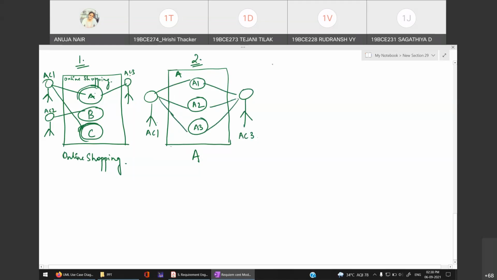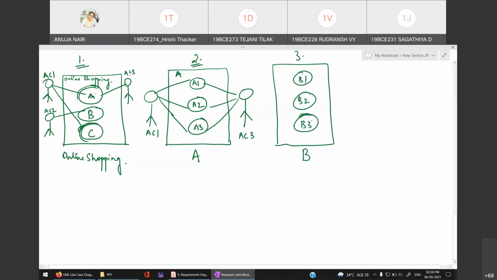Okay, now your third use case will be what? Will be related to B. This is your third use case. And all of B's functionalities will come, B1, B2, B3. And which actor will come? Only one actor, which is AC2. Because in your main use case, B is connected with only AC2. So only AC2 will come over here.